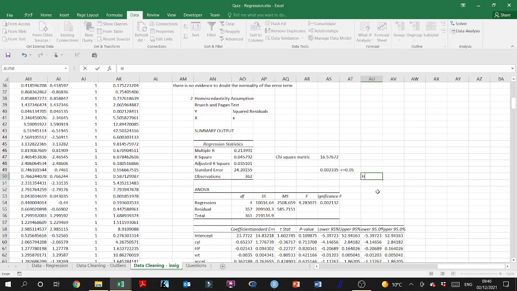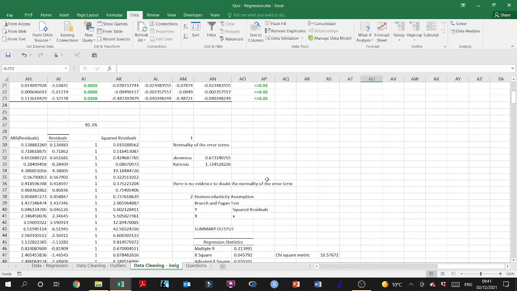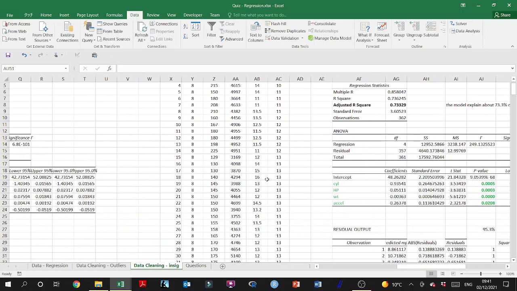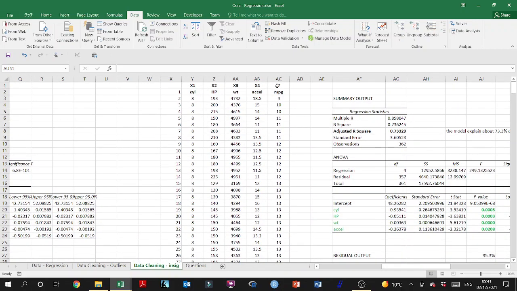Thus, heteroskedasticity is present. We were not able to accept the null hypothesis. We had to reject the null hypothesis that there is no heteroskedasticity. Thus, there is heteroskedasticity. And when there is heteroskedasticity, then we have to solve it. One of the ways to solve heteroskedasticity is to transform this y variable.